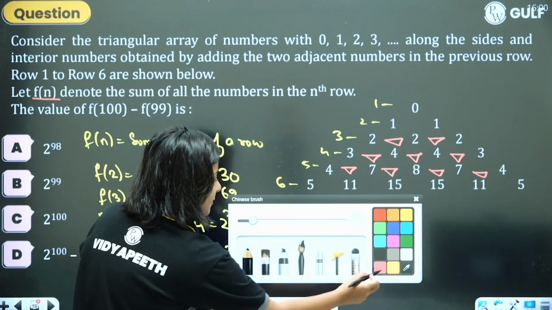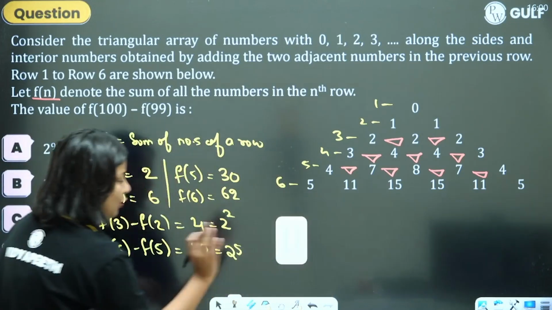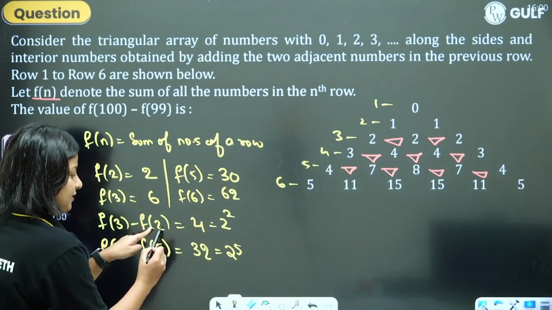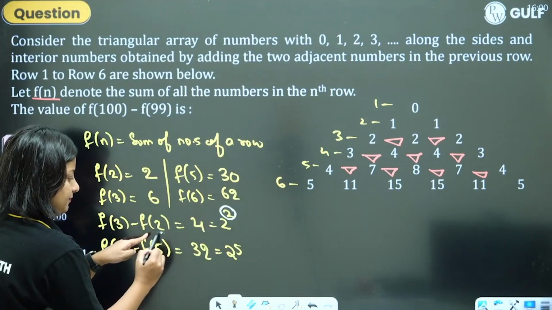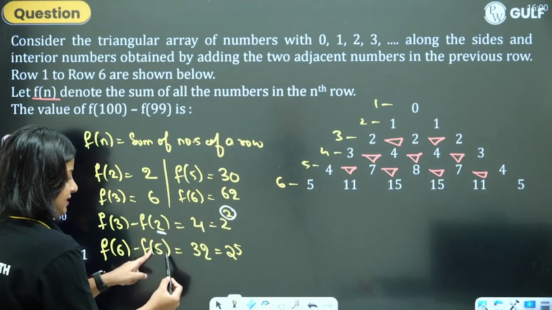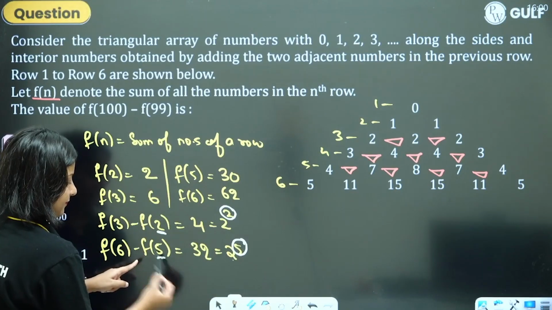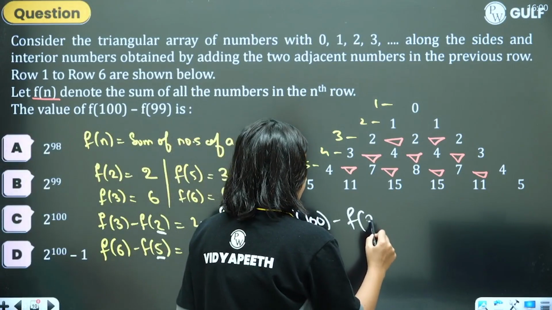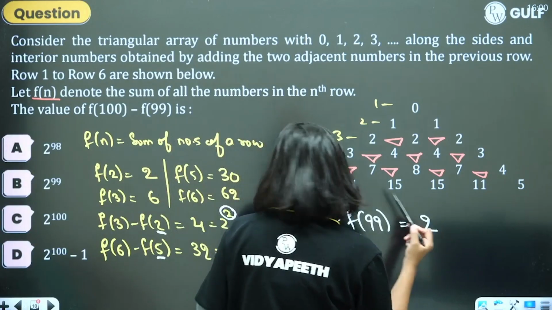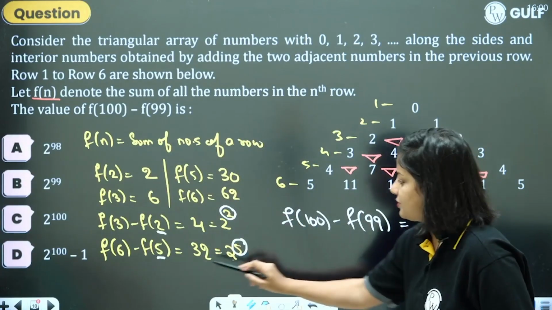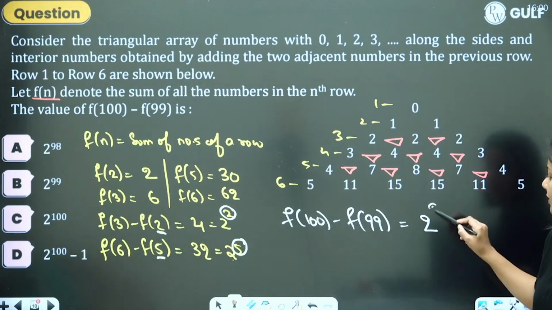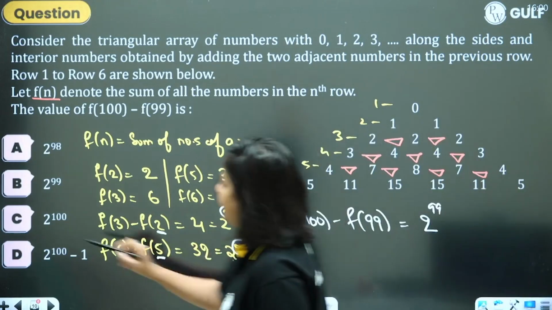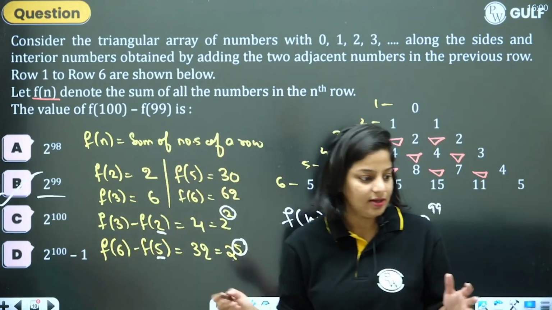Do you observe a pattern, my dear kids? F of 3 minus f of 2 is 2 square. F of 6 minus f of 5 is 2 raised to 5. So what will be f of 100 minus f of 99? 2 raised to, this is 2 square, 2 raised to 5, 2 raised to 99. Option B is the correct answer.